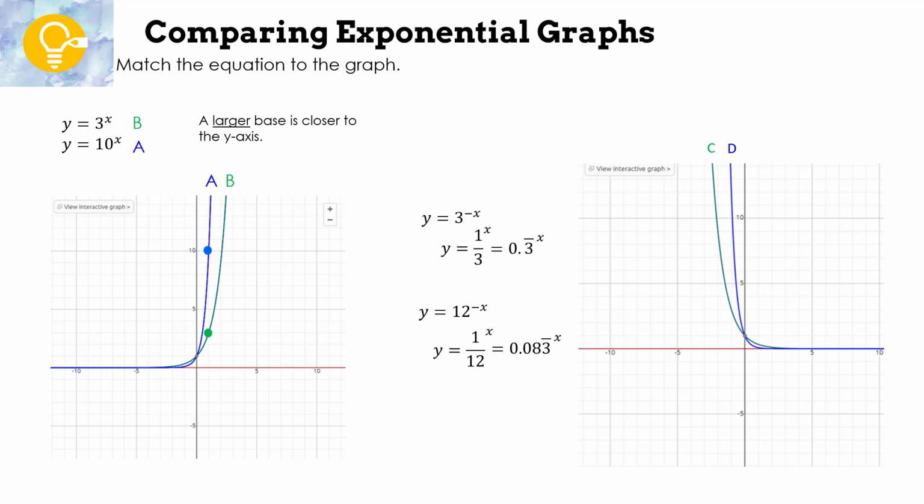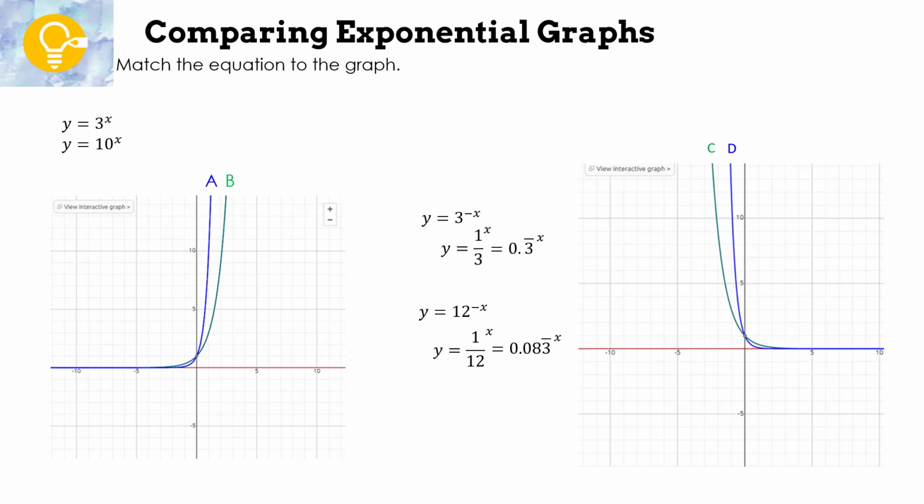Since 10 is larger than 3, the graph y equals 10 to the x is going to be closer to the y-axis than y equals 3 to the x. Let's look at the other two equations. y equals 3 to the negative x. That's the same as y equals 1/3 to the x and 0.3 bar to the x. Remember, 0.3 bar means 0.33333.